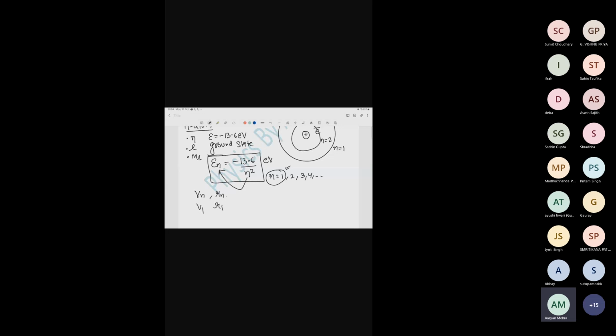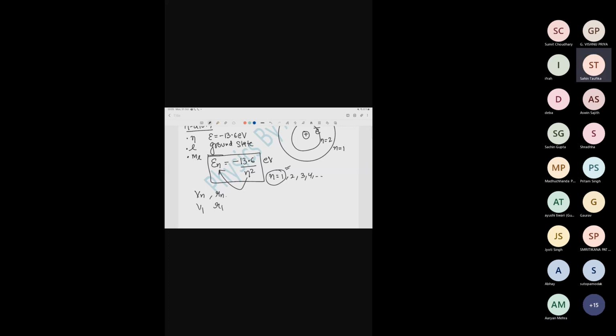Why do we need L? Why do we need L? Very simple, a basic, smaller-classes level question. What does L tell you in quantum mechanics in the hydrogen atom?